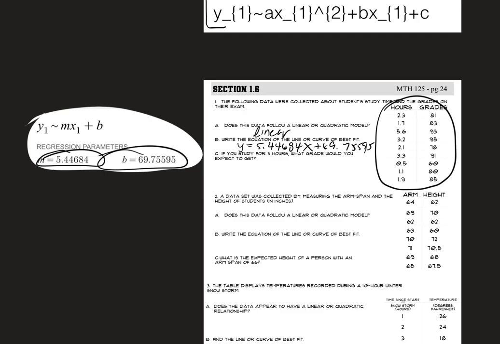It also says, if you study for 3 hours, what grade would you expect to get? Now remember, when we have a table, the first column is going to represent the x-axis and the second column is going to represent the y-axis. They gave us an x value and they want us to find out what the trend line says for the y value.